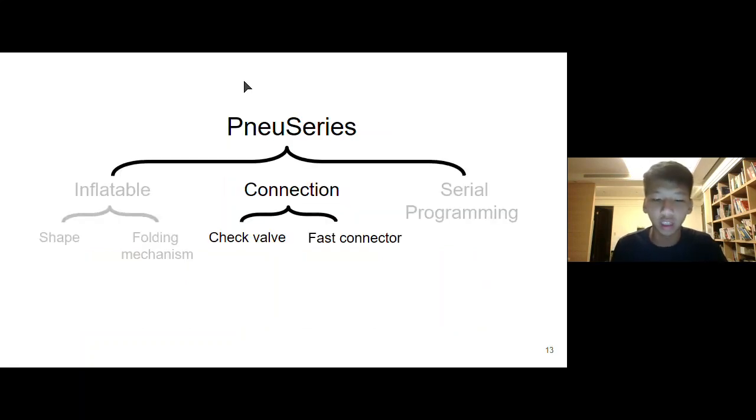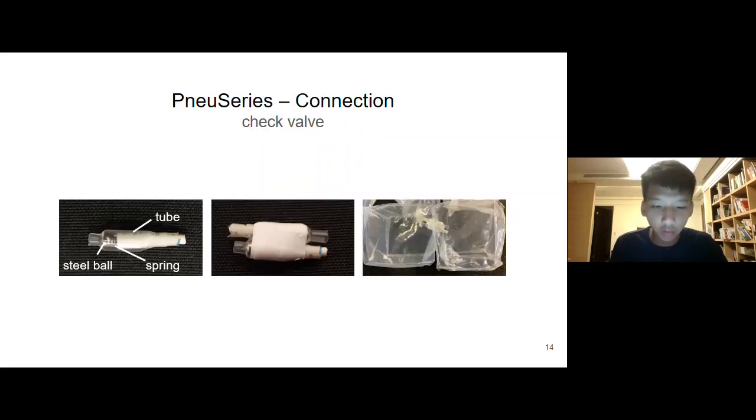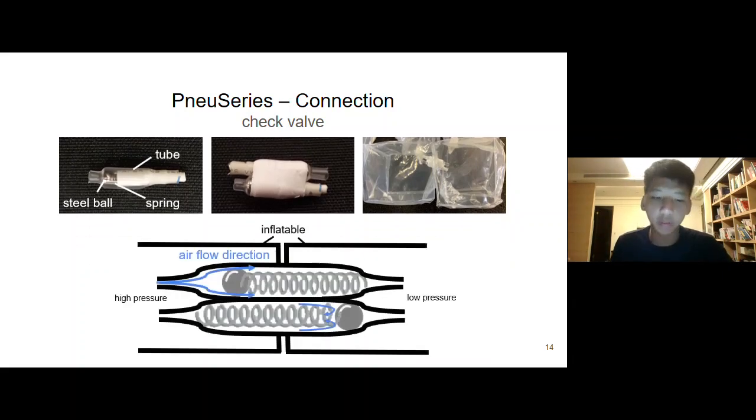Secondly, we need to connect these inflatables to enable serial control. We use check valves to connect inflatables. The check valve is composed of a tube, a steel ball, and a spring. We combine two valves in opposite directions and install them between the inflatables. The working principle of the valve is, if the pressure difference is large enough, the airflow can pass through the valve from the high pressure side to the low pressure side.